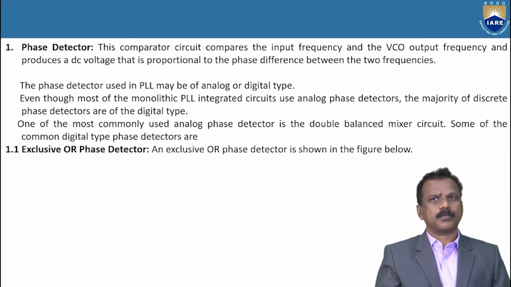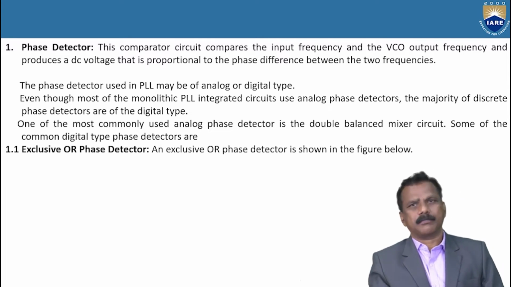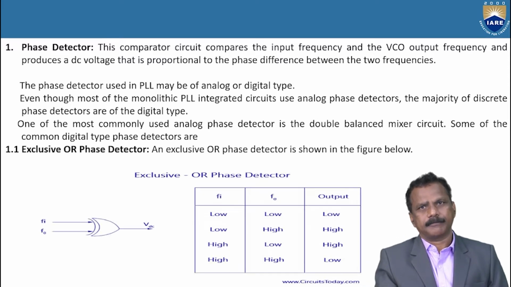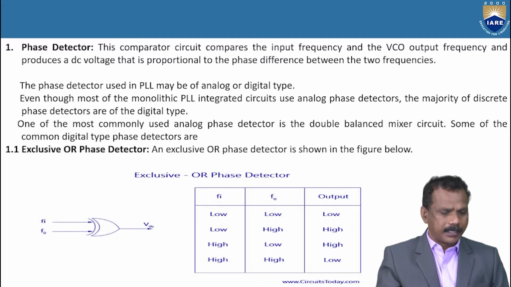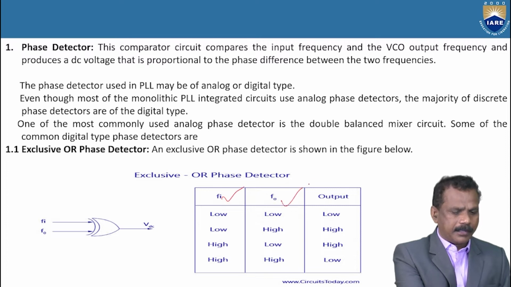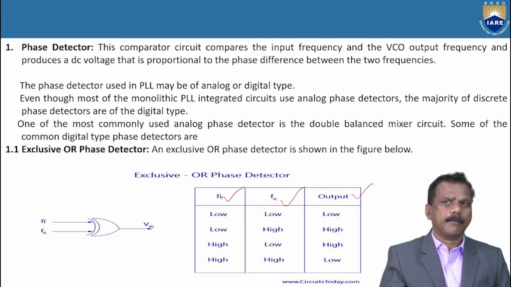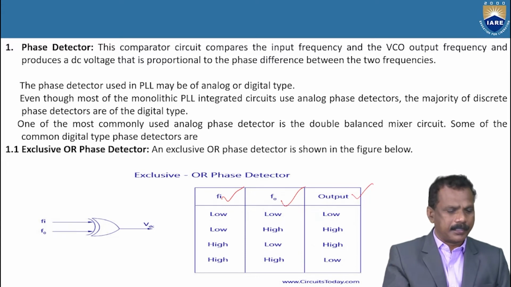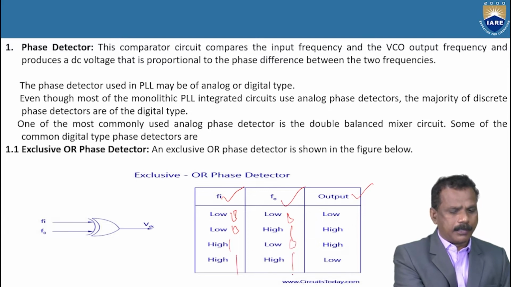The exclusive OR phase detector can usually be understood by using the block diagram. Here it is, the exclusive OR phase detector. They are using an exclusive OR gate, a two input exclusive OR gate, with inputs Fi and F0 and the output VDC observed. The input combinations are 0 0, 0 1, 1 0 and 1 1.